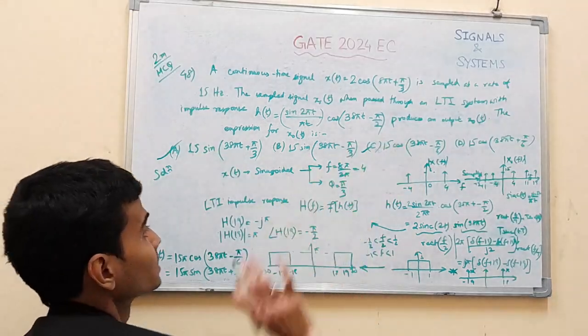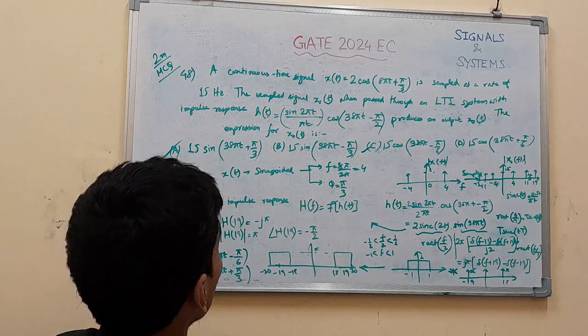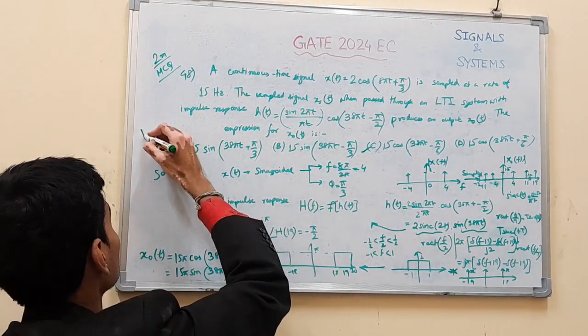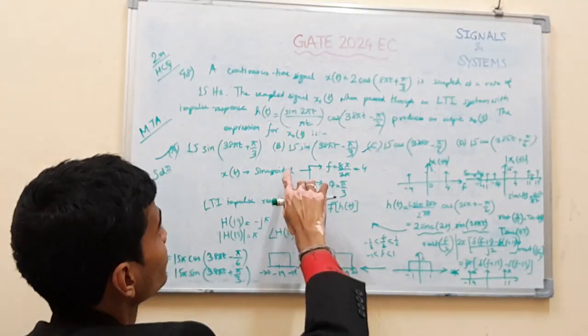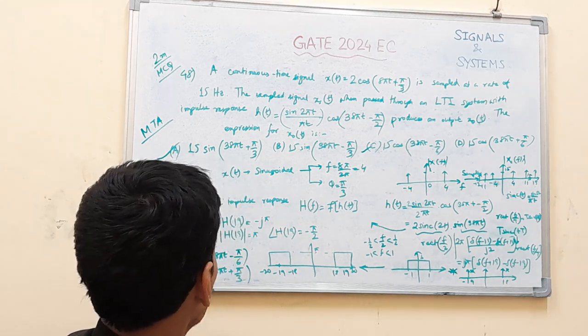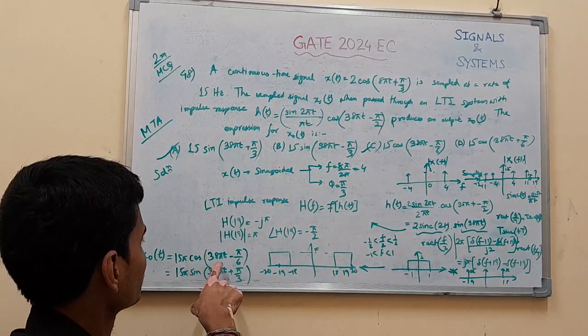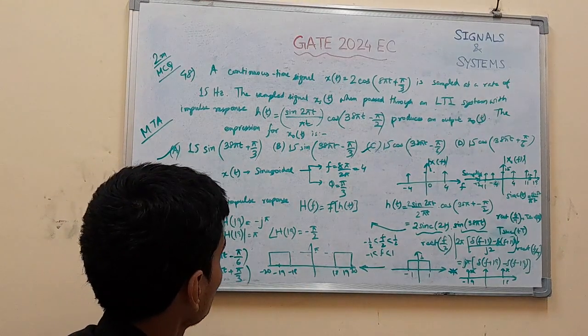Otherwise, the options A and C would be correct, but as they have not put the pi term factor in the numerator, it goes wrong. So this question has been marked as MTA, marks to 1, marks given to all candidates because of this mistake made while setting the question. And the answer should be 15 pi cos of 30 pi t minus pi by 6, or 15 pi sine of 30 pi t plus pi by 3.